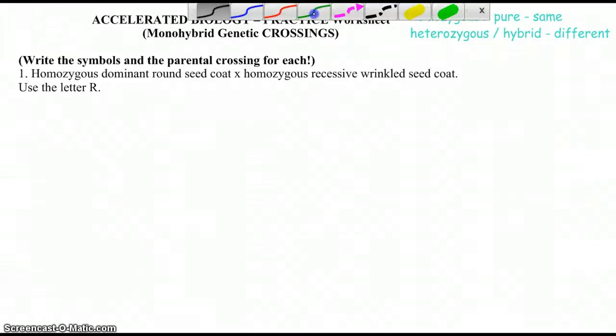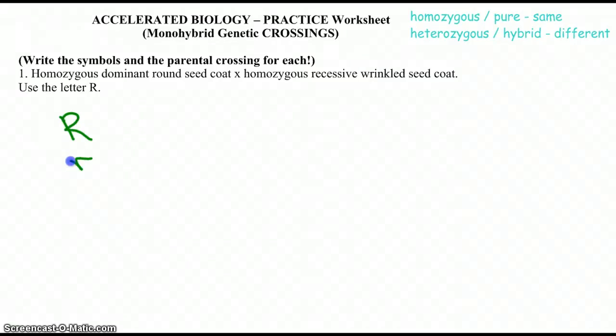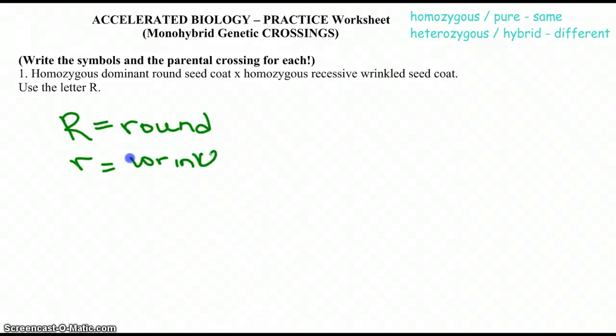Okay, so we're going to use the letter R, and we're always going to have a capital R for dominant and a lowercase r for recessive trait. So I can read and determine which is dominant and which is recessive. So dominant round. So I know a capital R is round. And homozygous recessive wrinkled. So my recessive trait, or lowercase r, is wrinkled. Okay, so there are my symbols.